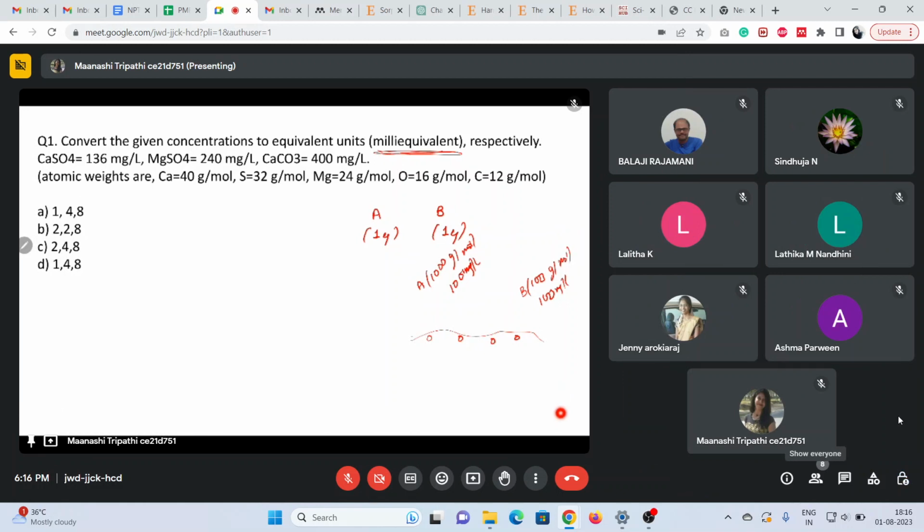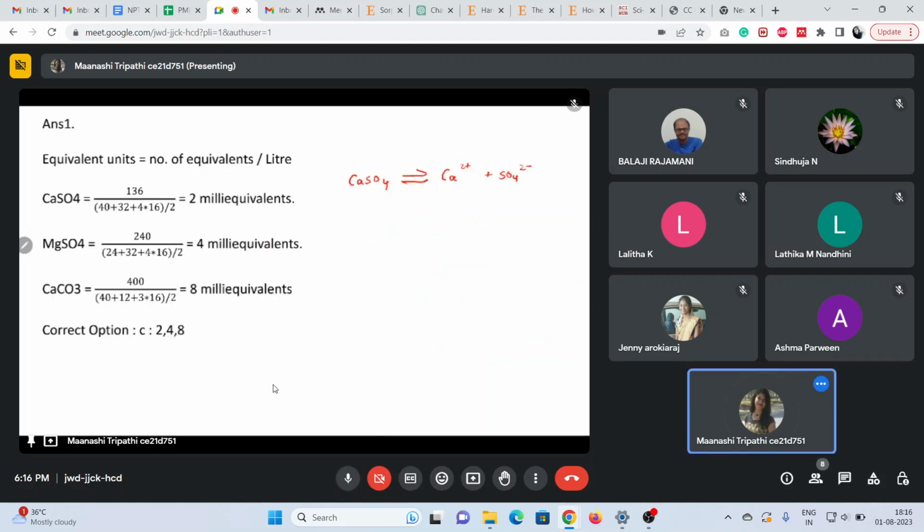Okay, we'll see the solution now. To convert anything into equivalent units, what should we do? Equivalent units is equal to number of equivalents per liter. See, when we say CaSO4, how does it dissociate? Ca2+ and SO4 2-. This is the valency in which it dissociates, and we will use it to find the equivalent weight. So this 2 here, here and here is coming from this valency.